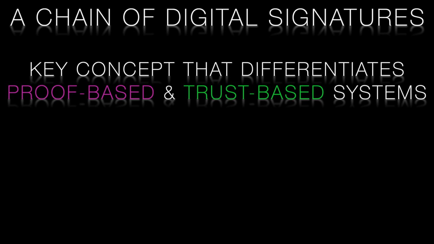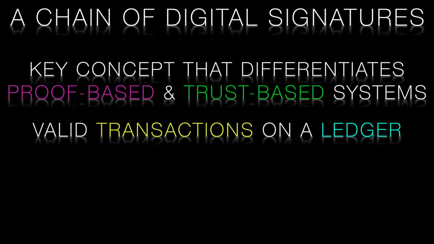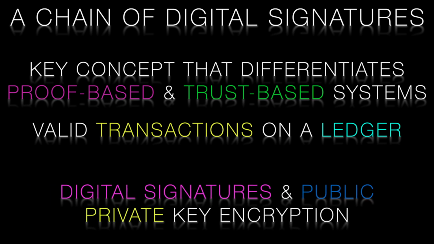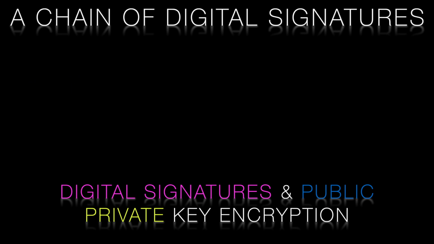In this video, we'll talk about what makes up verified transactions on a ledger. We'll compare the accounts and balances of trust-based systems to the chain of verified and signed transactions in proof-based systems. In the next video, we'll talk about blockchain and the mechanisms to stop people spending their Bitcoin multiple times. An assumption here is that you understand digital signatures and how they work using hashing and private public key encryption. If you need a refresher on these topics, they're covered in the previous video.